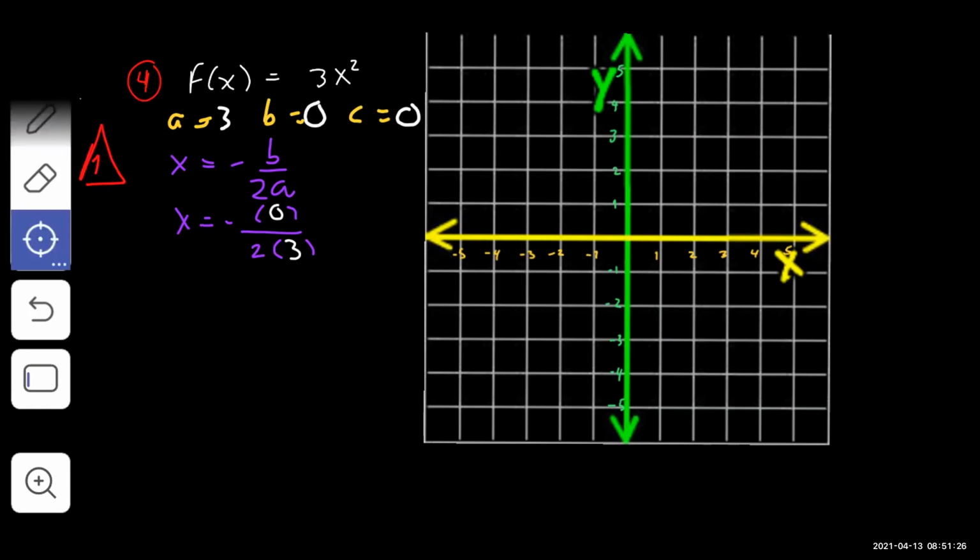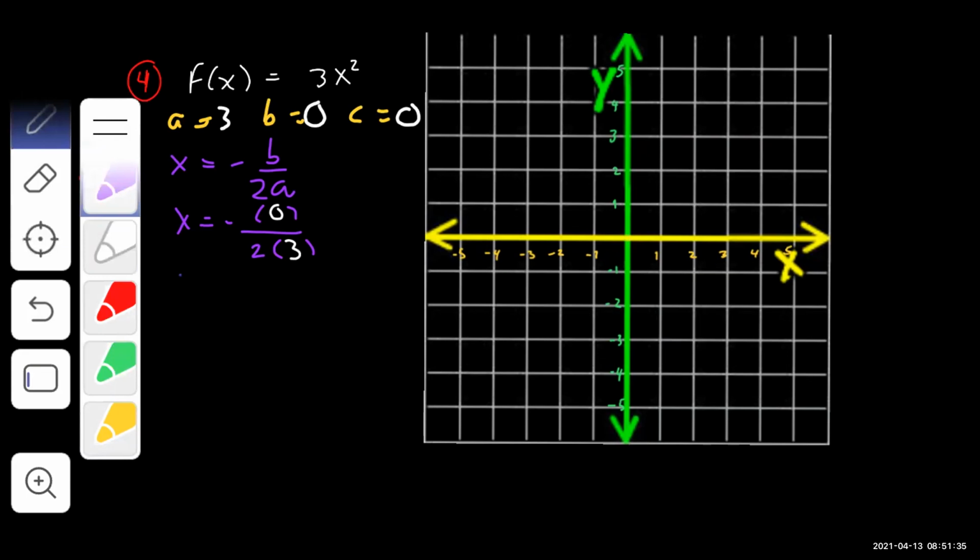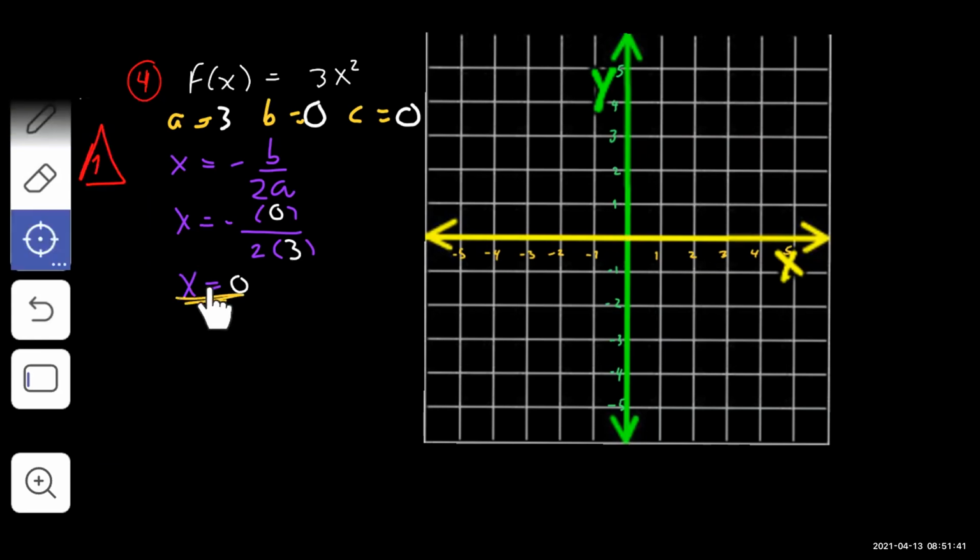Okay, guys, we don't need to solve all of this because 0 divided by whatever number you have in the denominator is still going to be 0, right? We don't actually have to solve all of that. We know that this is going to be equal to 0. And this is actually my first step. This is the vertex, guys. This is the axis of symmetry. Okay, let's go to the second step.